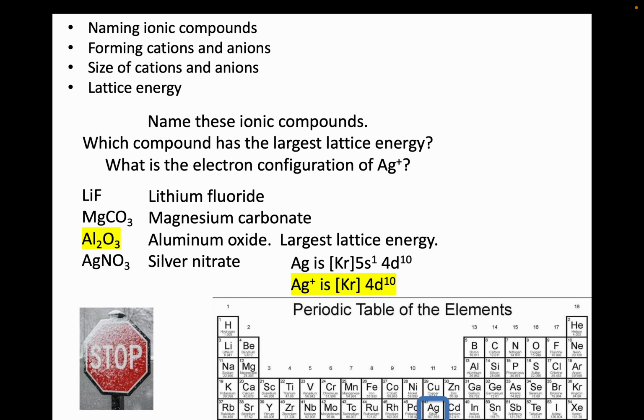For the silver nitrate, silver is one we have to be a little bit careful with. Silver itself has an anomalous electron configuration, just like copper above it on the periodic table. It would be the krypton core, 5s1, 4d10, and to make it silver plus, we would remove from the highest principal quantum number, that's n equals 5, to make it 4d10.